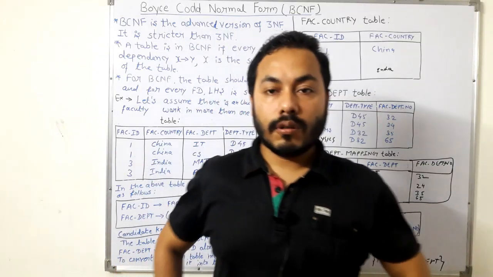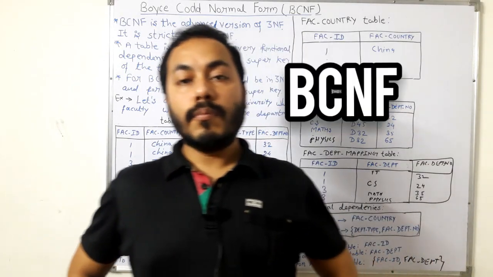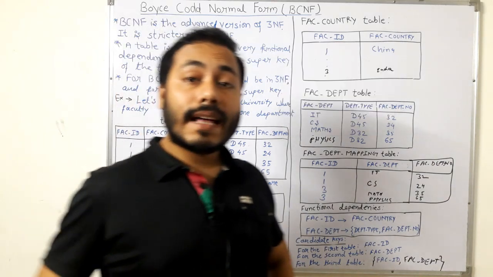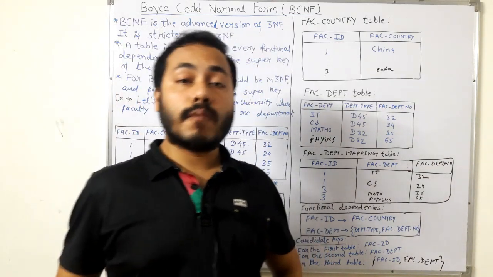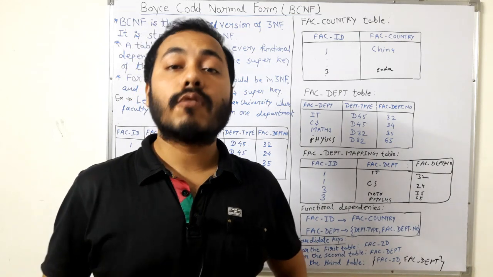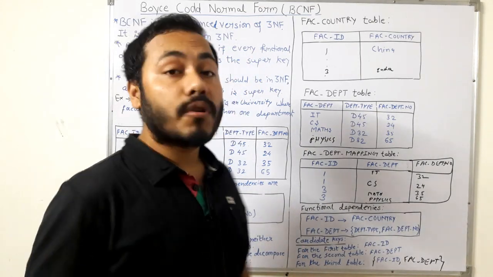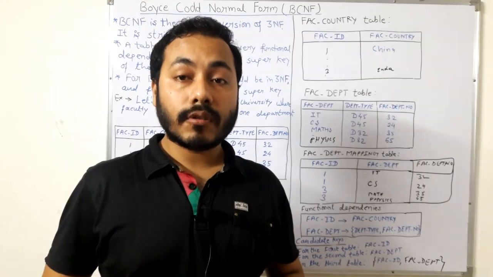Hi guys, so this is the lecture on BCNF, that is Boyce-Codd normal form. In the last lecture we went through several normal forms, including first normal form, second normal form, third normal form. BCNF is also one important normal form that we are going to discuss.